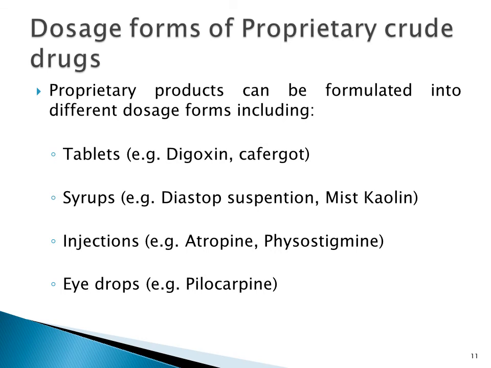Then the dosage forms in which we can have these proprietary drugs. We can have tablets, examples digoxin and cafegot. We can have syrups, diastop suspension and mescaline. Injections, atropine and physostigmine. Then the eye drops, we have pilocarpine.